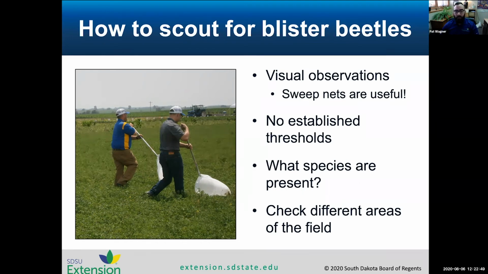And the other thing that I wanted to mention is that you want to check different areas of the field. We've noticed more of an edge effect with blister beetles, so there might be higher concentrations in the field edges. You sweep through that and you get a bunch of them, but then you go into the middle of the field and you might not catch any. So there is a difference there, but it's definitely worth checking when you're scouting the field.